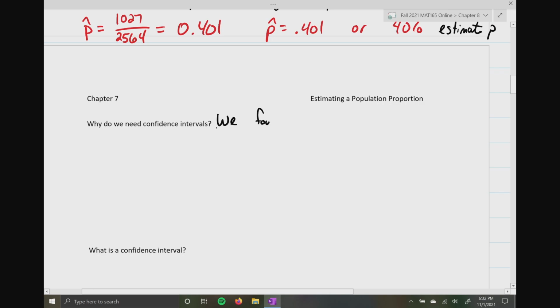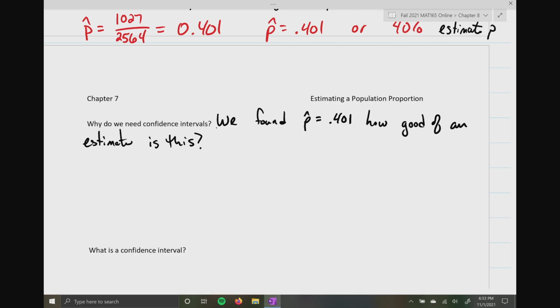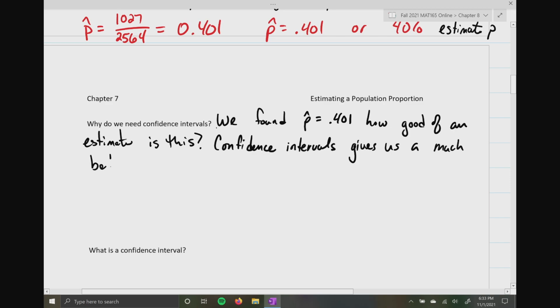We found that P hat equals 0.401. Okay? That's what we found. But the question becomes, how good is it? Okay, how good of an estimate is this? All right. So what confidence intervals allow us to do, confidence intervals will give us a much better sense of how good an estimate really is.